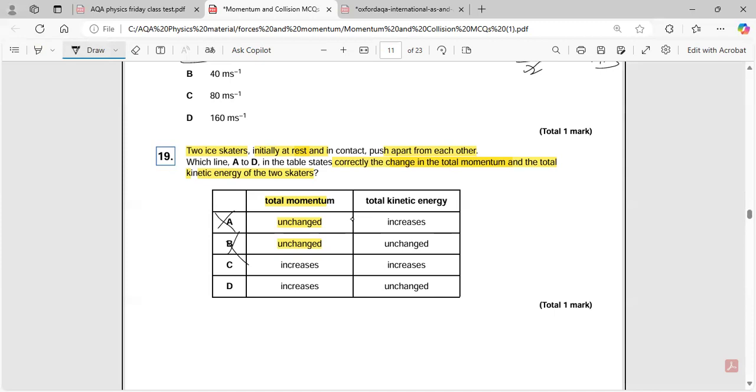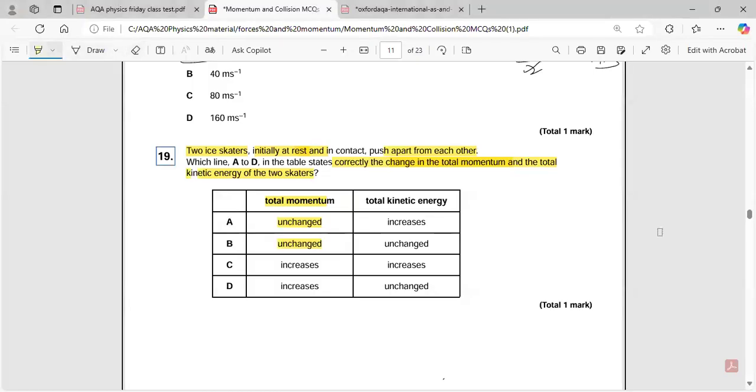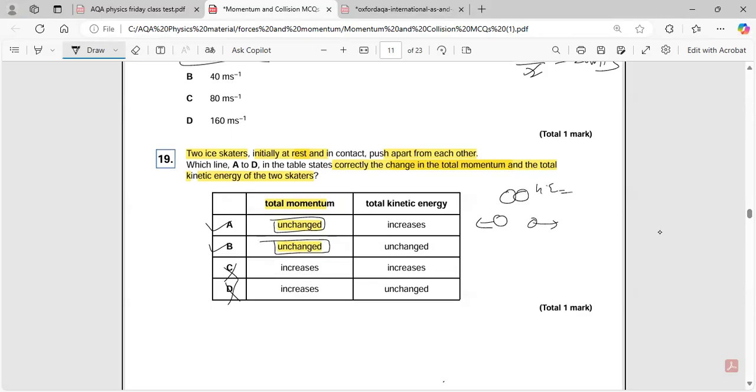So we can say that yes, this option is there. These cannot happen. Why? Because total momentum always remains unchanged. As the skaters were at rest and then push apart, first their kinetic energy was zero. When they push apart, they start moving, so their kinetic energy is no more zero. It means kinetic energy increases. So A is the option for this.